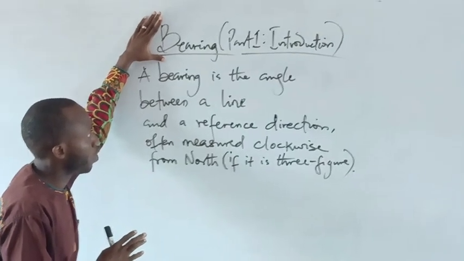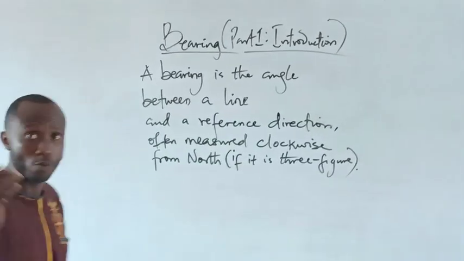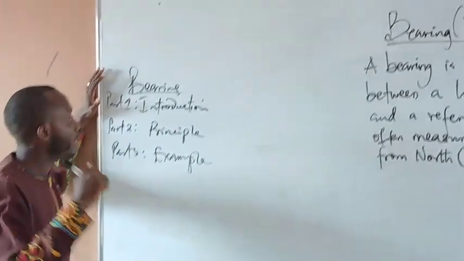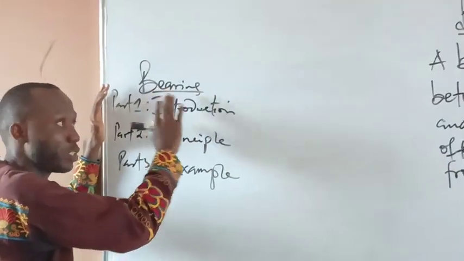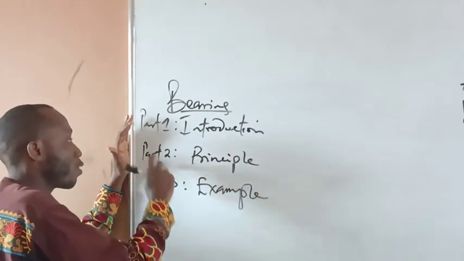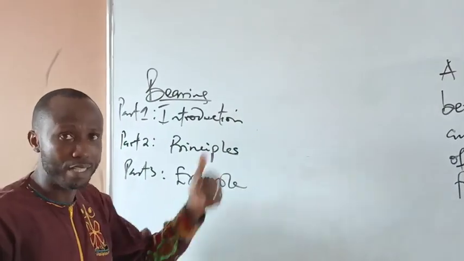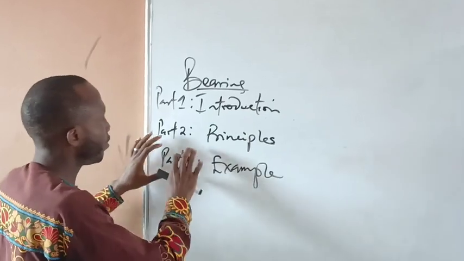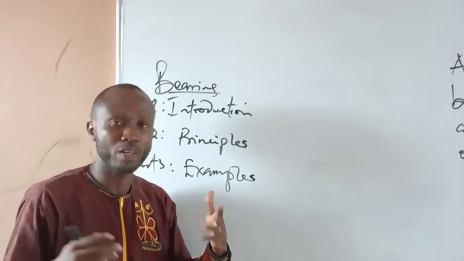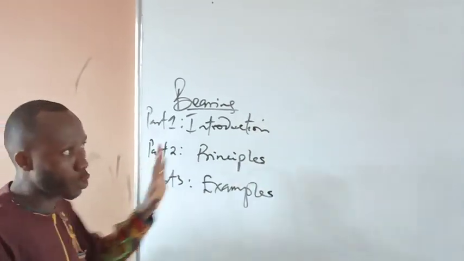So we're going to look at three aspects in this bearing, because bearing is broad, is vast. So please come closer. First of all, we are going to look at part one of this particular series. That's the first part of it. We're going to look at the introduction. Then the second part, part two, we look at the principles that we need in this particular topic. Then we're going to look at examples also, because you need to learn how to solve bearing problems using the principles binding this topic. So let's go back to the introduction.